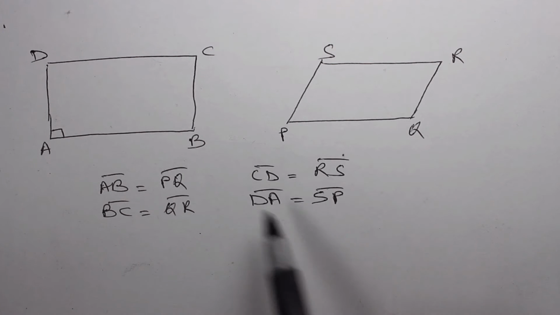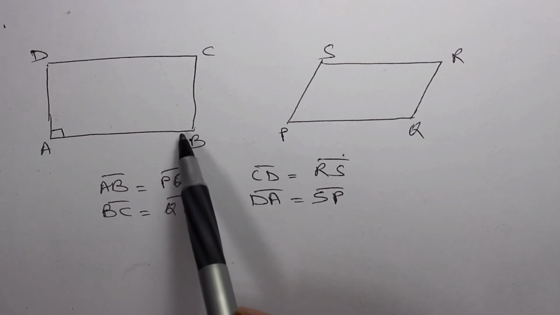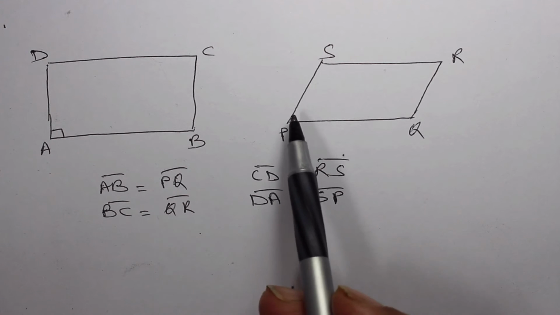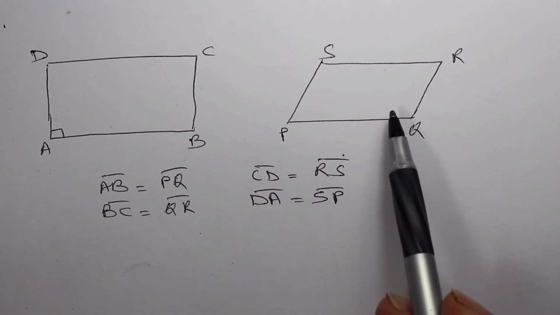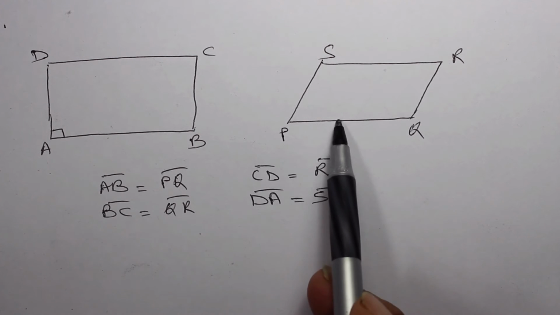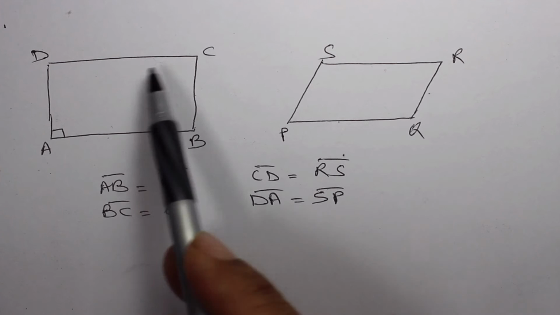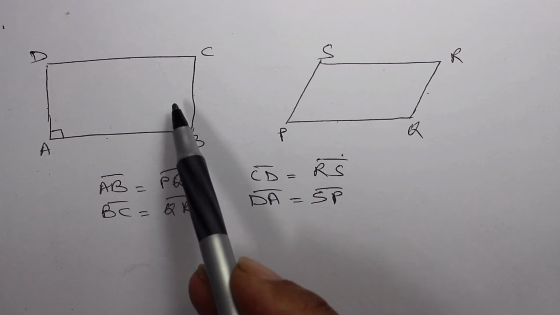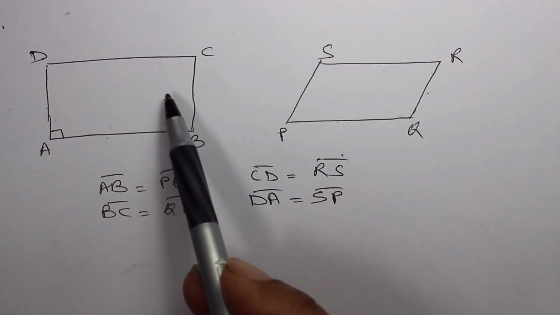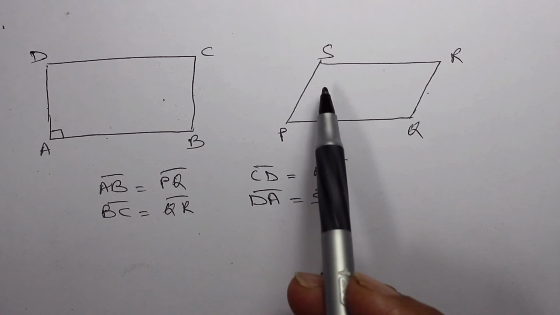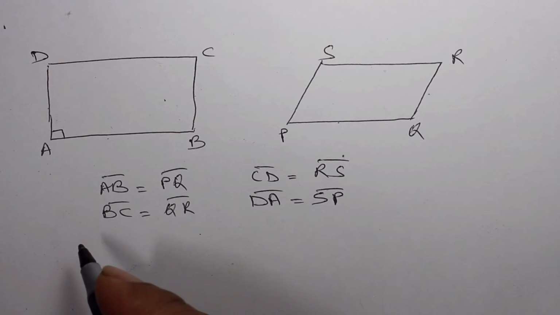What's given here is that this is a rectangle ABCD, and you have the parallelogram with the same side, same length. So you have AB equal to PQ. So this and this side are equal, this and this are equal, these two are equal, this and this are equal, right? What we have to prove is that the area of the rectangle is greater than the area of the parallelogram, right? So what is the area of the rectangle?